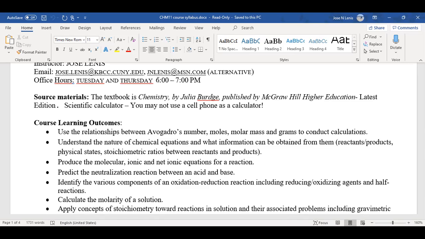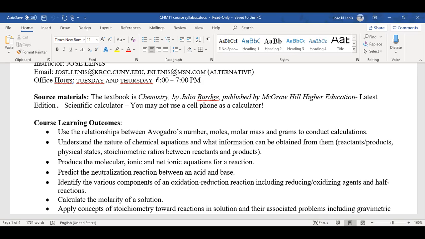You can use your email, your Kingsborough account, or you should use first of all your CUNY email to send me your lab reports. All right. Sometimes, or a lot of times, it works. So I'm not saying that you cannot use it. No, you can use it.